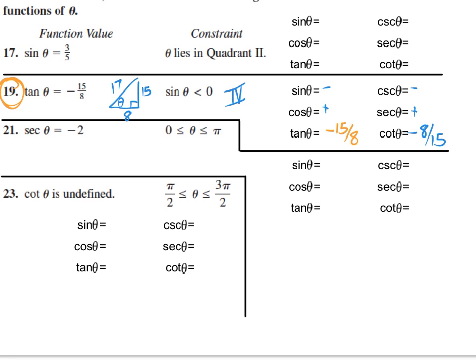So what's sine? Negative 15 over 17. Cosine is 8 over 17. And then I flip them. 17 over 15 and 17 over 8. And we've got all 6 trig functions.